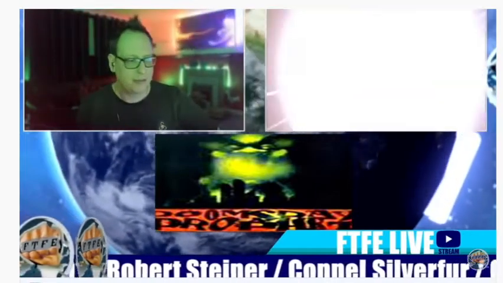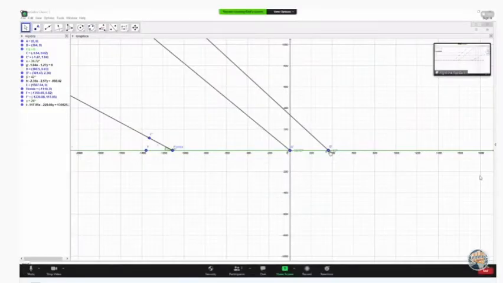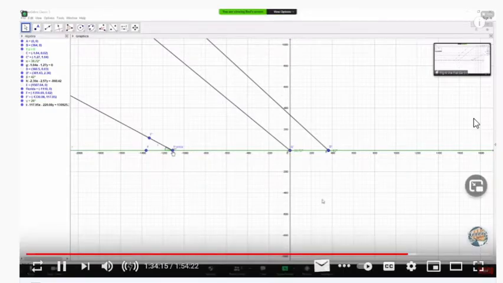The reason why the points are where they are is because they represent their position on a certain line of latitude. So this is accurate to its line of latitude. That's accurate to its line of latitude. This is accurate to its line of latitude.